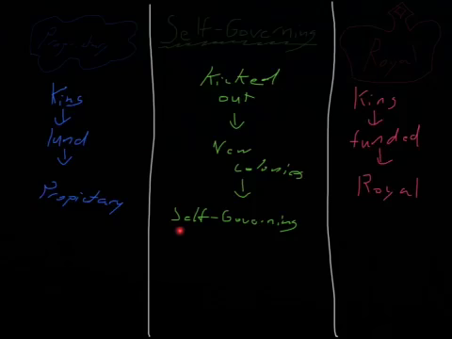Next, the self-governing colonies were started by founders who were kicked out of the church. They broke away from Massachusetts and created more democratic colonies that had more freedom.